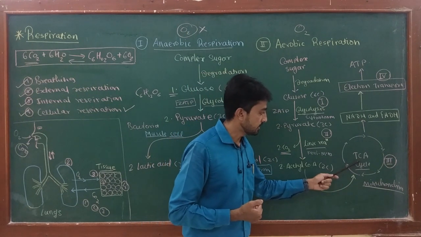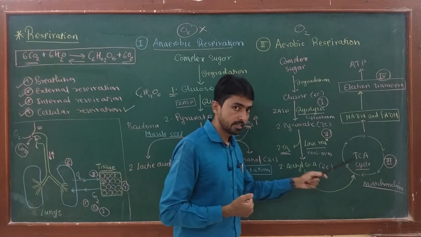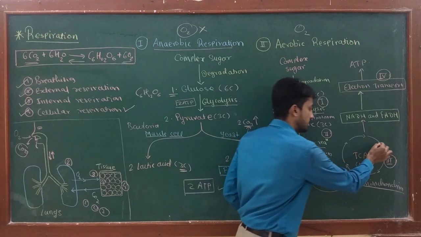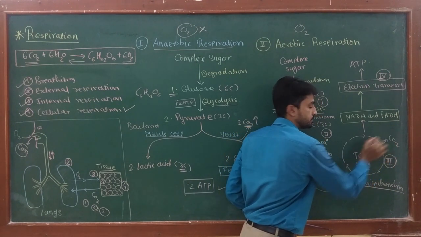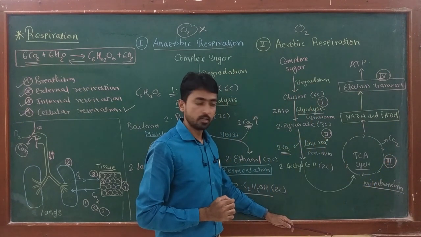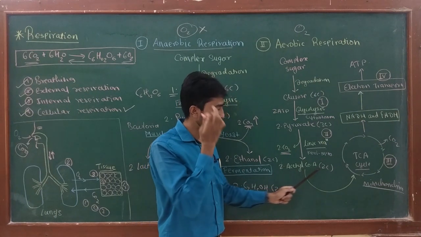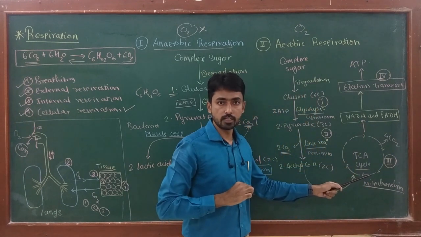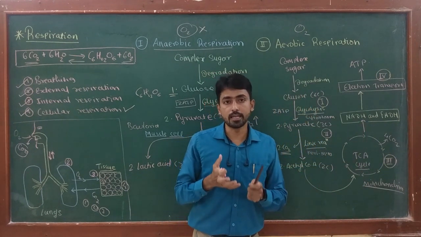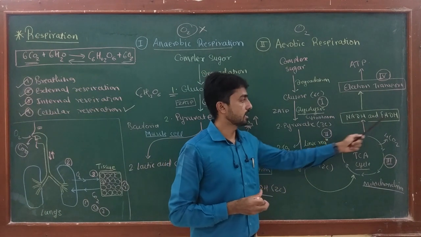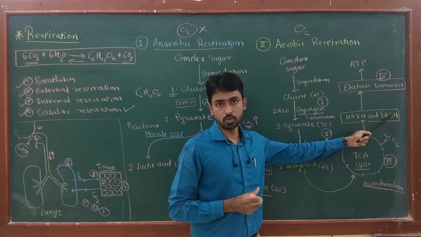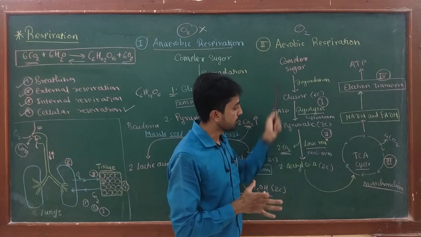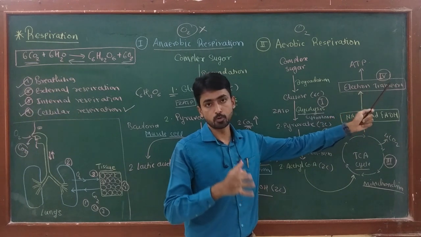And when the TCA cycle occurs inside the mitochondria, it leads to breakdown of both molecules of acetyl-CoA, which are released in the form of carbon dioxide. So these 2 molecules of acetyl-CoA, having a total of 4 carbon, are released in the form of 4 carbon dioxide in the TCA cycle. The TCA cycle produces the reduced electron carriers NADH and FADH. Now this NADH and FADH enter the last stage of aerobic respiration, which is the electron transport chain.